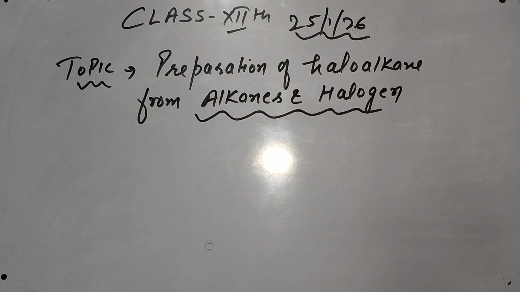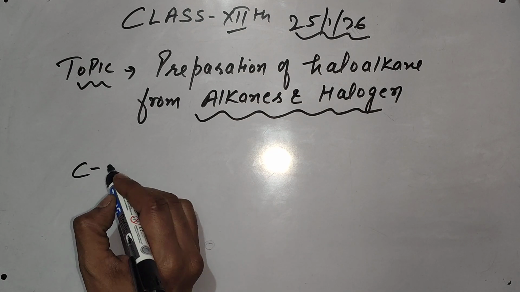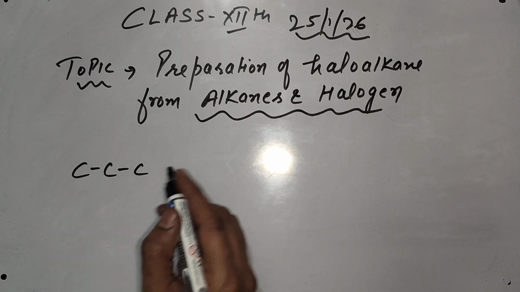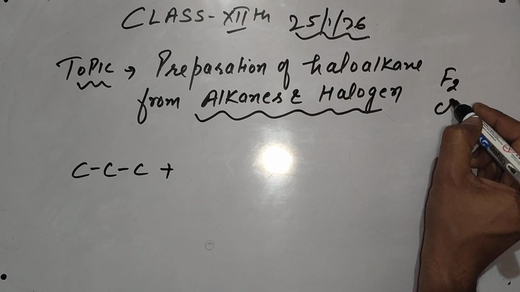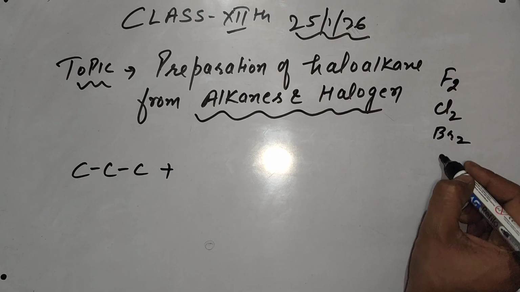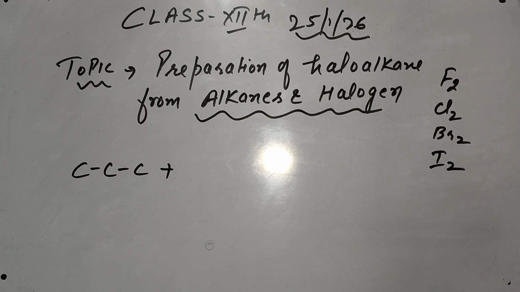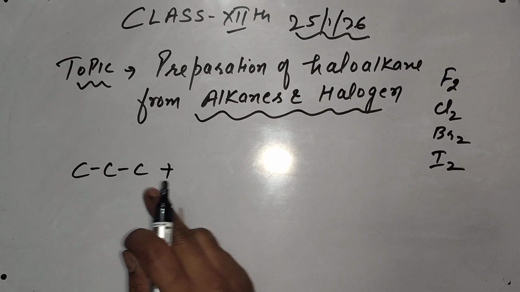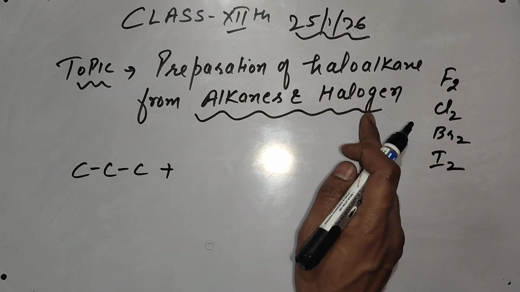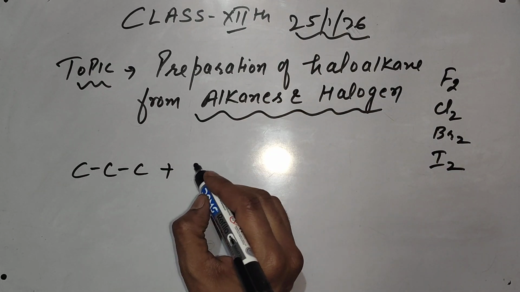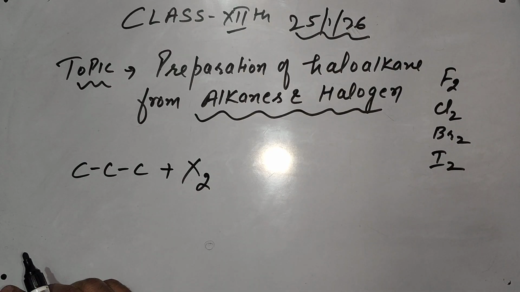Hello everyone. Class 12th, topic name: preparation of haloalkanes from alkanes and halogen. Alkanes we all know, those hydrocarbons in which carbons have single bonds with each other, and halogens: fluorine, chlorine, bromine and iodine. These are halogens. So in this preparation method we are going to react a particular alkane with given halogens. Halogens in this reaction I will represent with X2.